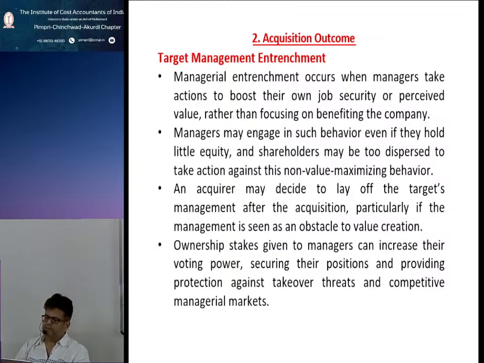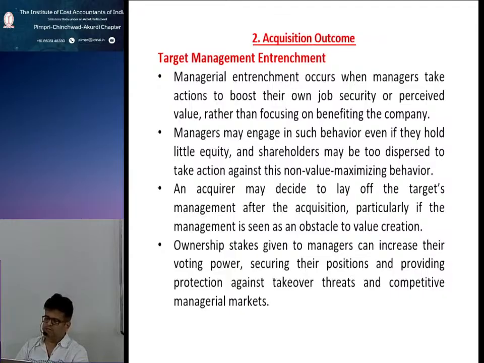Then comes target management retrenchment. Managerial retrenchment occurs when managers take actions to boost their own job security or perceived value rather than focusing on benefiting the company. Managers may engage in such behavior if they hold little equity, and the shareholders may be too dispersed to take action against this non-value-maximizing behavior. An acquirer may decide to lay off the target's management after the acquisition, particularly if the management is seen as an obstacle to value creation.